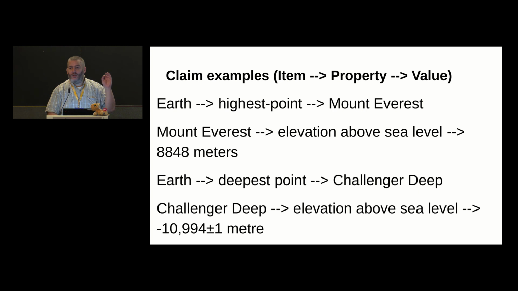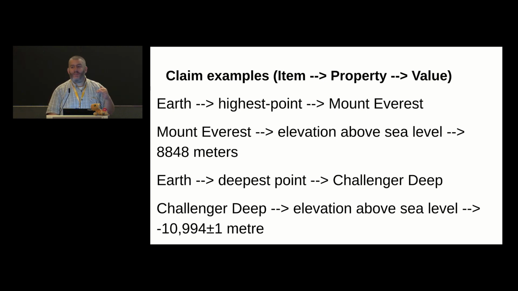The property we're talking about is the highest point on Earth, and the value of that property is Mount Everest, right? That's the highest point on Earth. That's a claim. That's a single piece of information. It answers the question, where or what is the highest point on Earth? Here's a second claim, a separate claim.